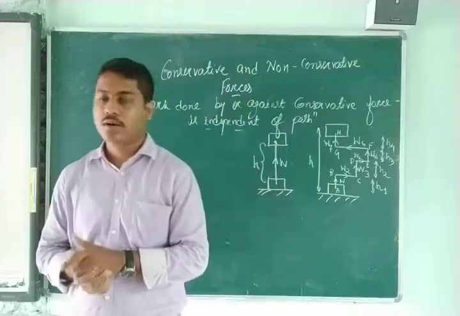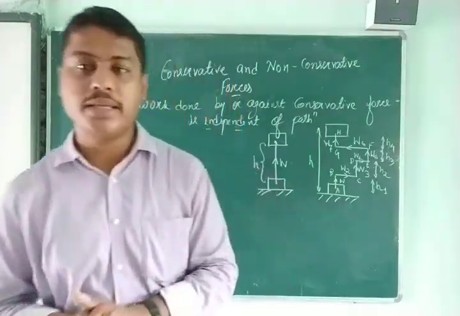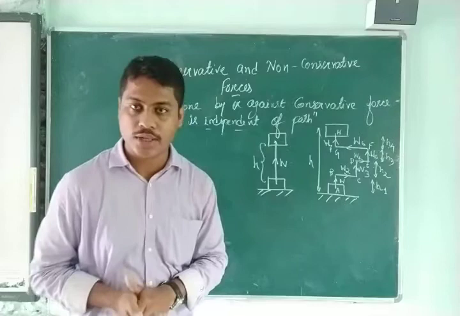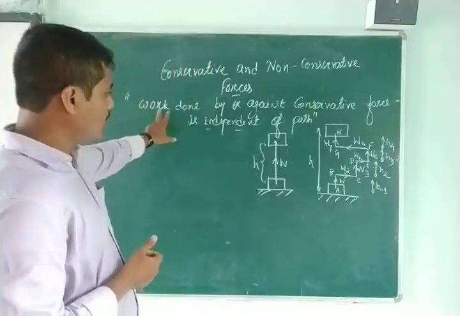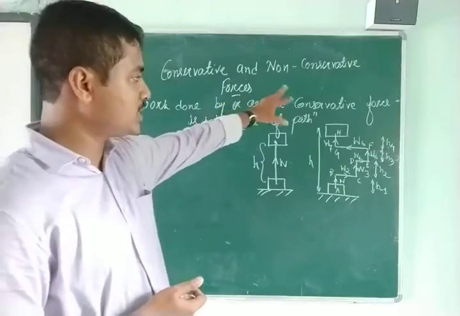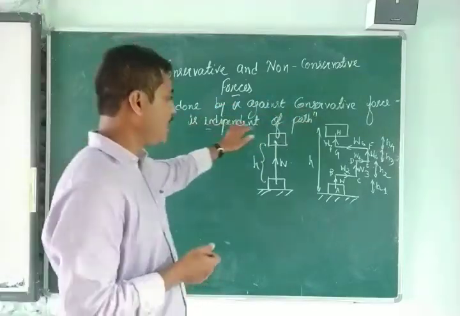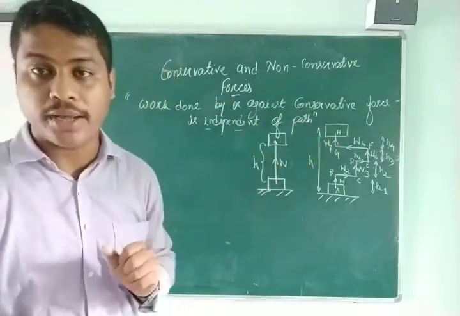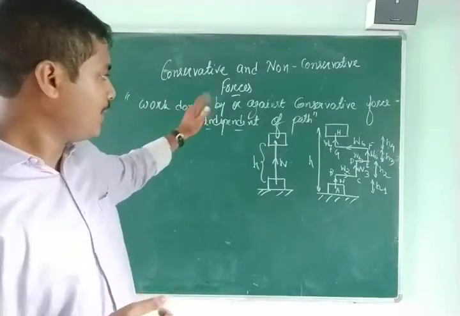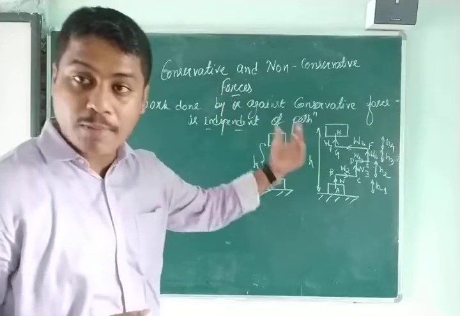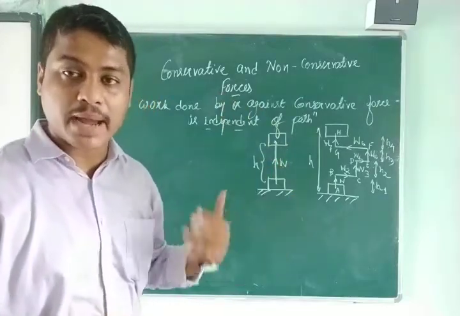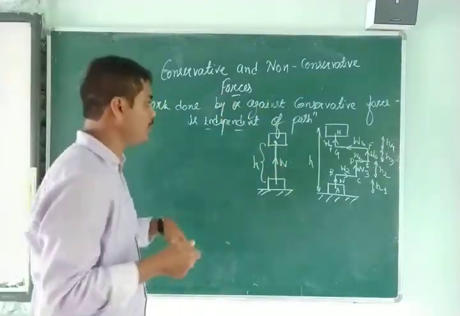Hello students, we were discussing the topic of conservative and non-conservative forces. Today we'll be discussing that work done by or against the conservative force is independent of the path followed by the body. We have to explain this statement by doing a mathematical proof. Let us see through it.